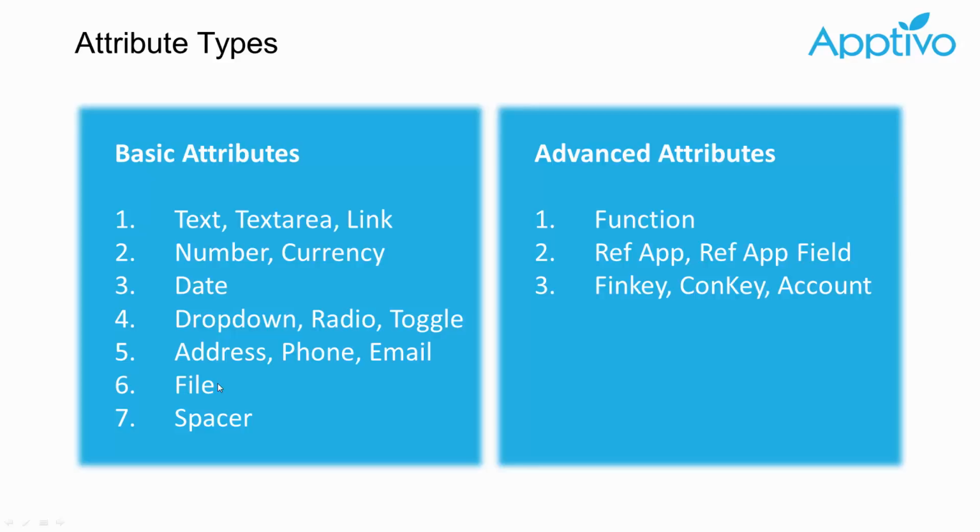So let's say you have a contract with every deal and you want to make the contract field mandatory at a certain stage. You can get advanced and write conditions such as that. So you could put a file attribute called contract and then make it mandatory. The last one is just spacer.